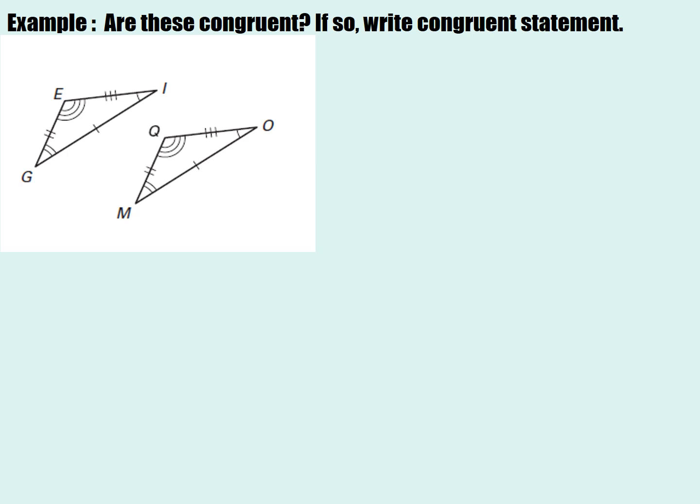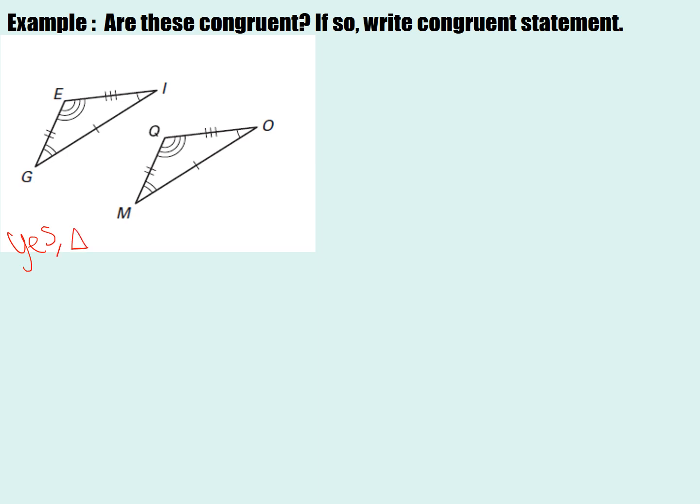And I can tell by all the hash marks on both triangles that we have three congruent corresponding sides and 3 congruent corresponding angles. So yes, my 2 triangles are congruent. That was the first question. Now I just need to write my congruent statement.